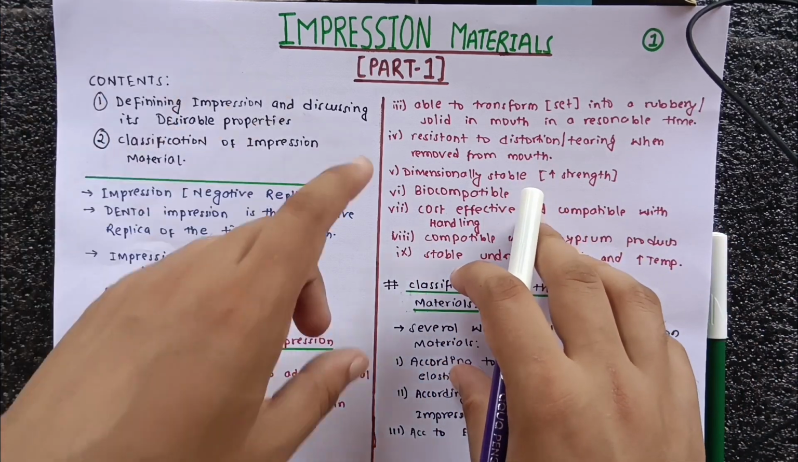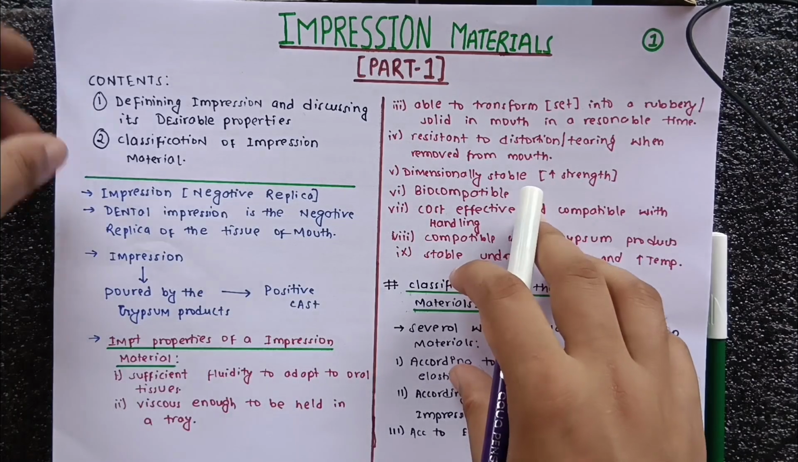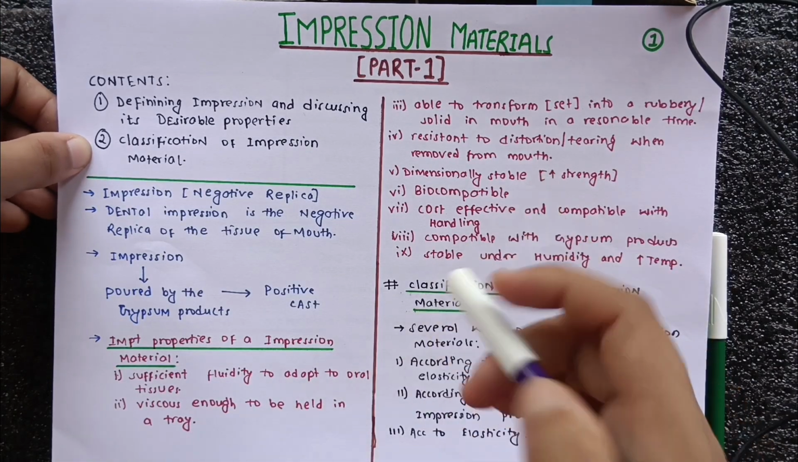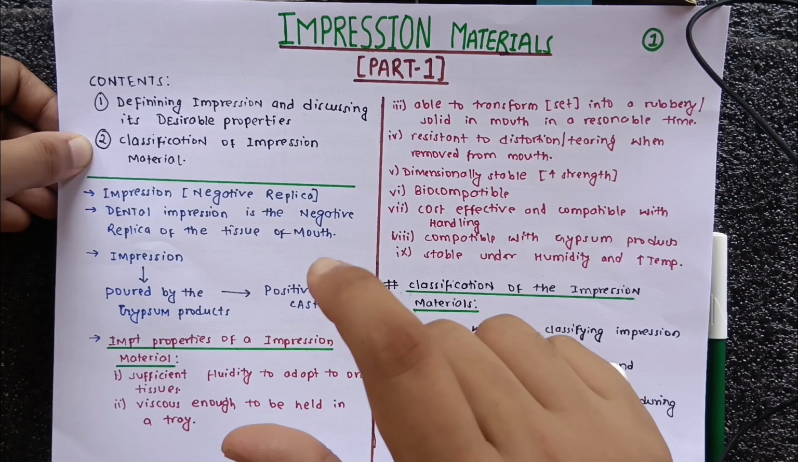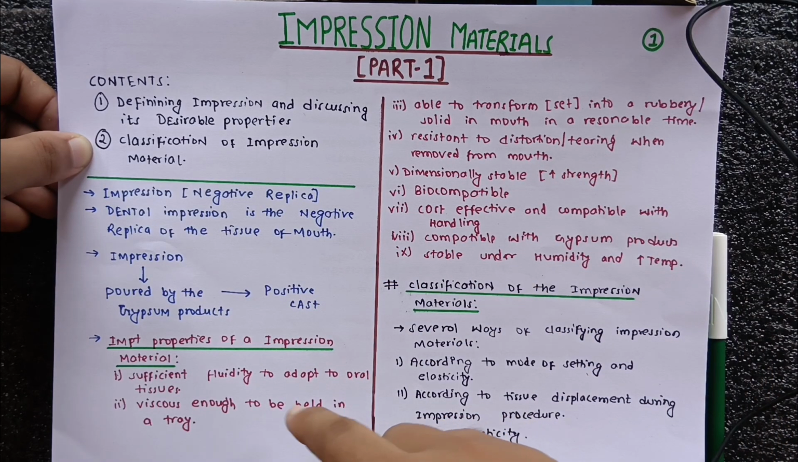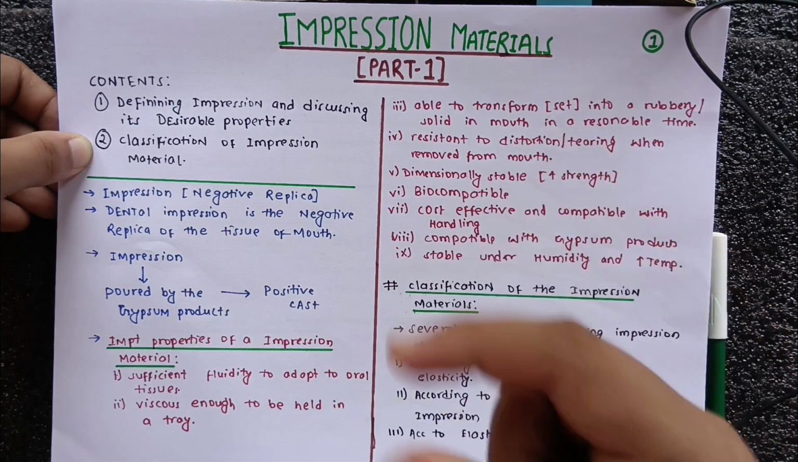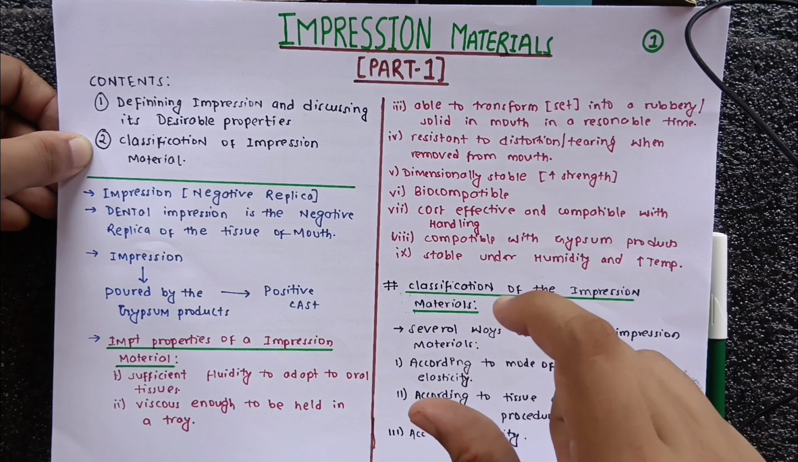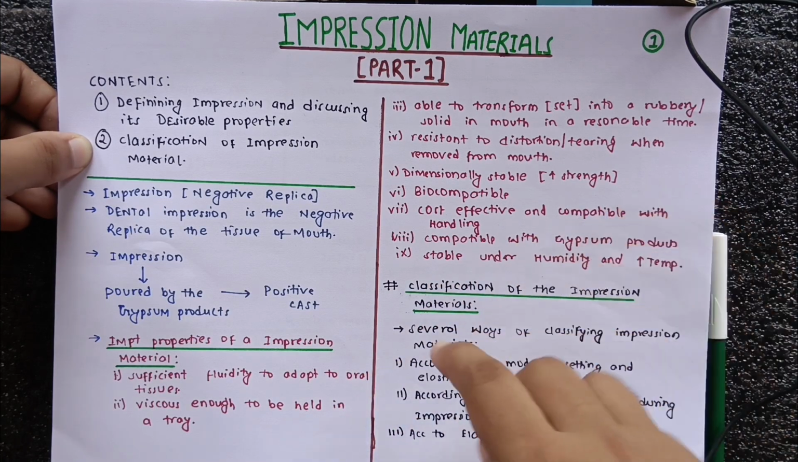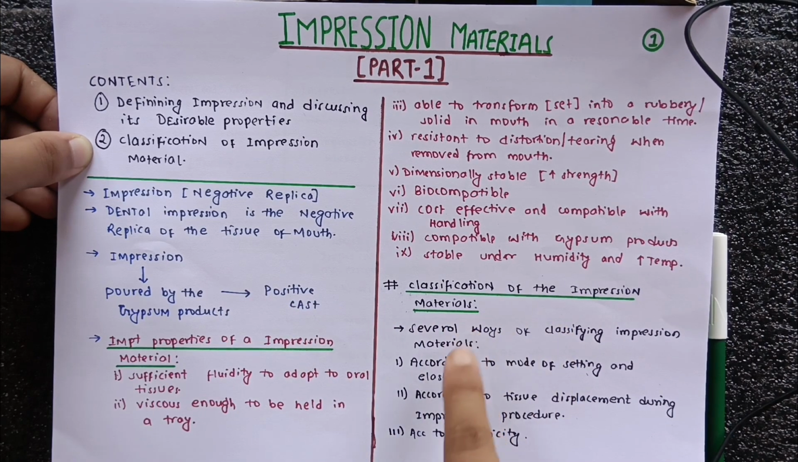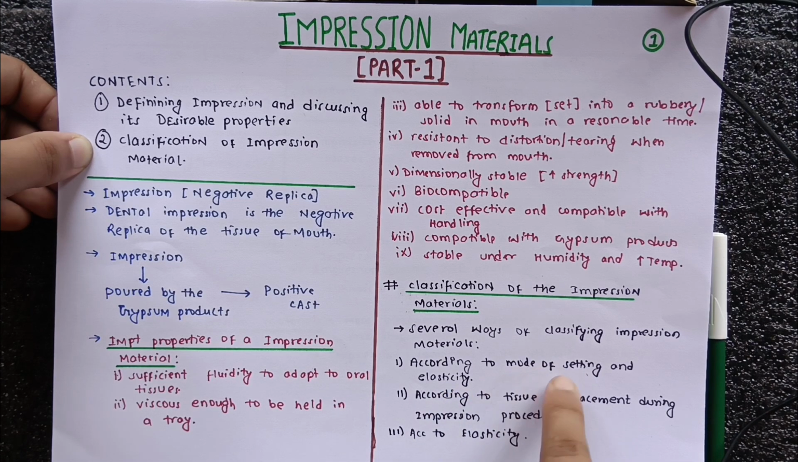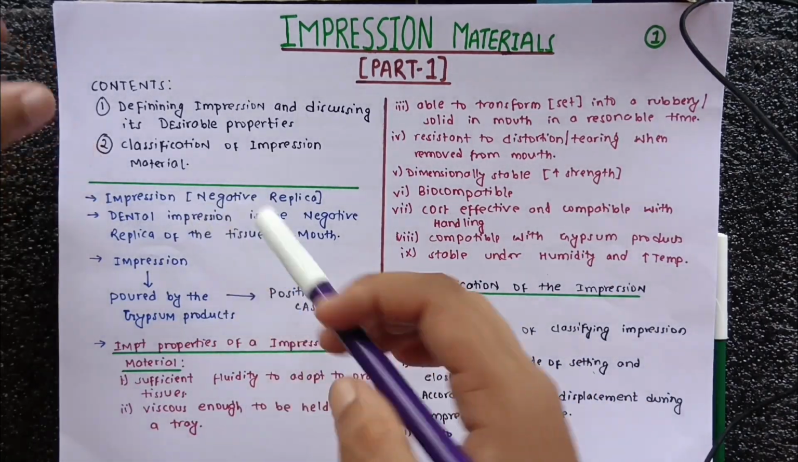But for today, in this part 1 video, as it is an introductory video to impression material, we will just look at what an impression is, what a dental impression is, and what the important properties are. What are the desirable properties required for any substance to be an impression material. Similarly, we will discuss the classification of impression material on three bases: one is the mode of setting and elasticity, another is tissue displacement during the impression procedure, and the other is according to elasticity. So our first point is impression.